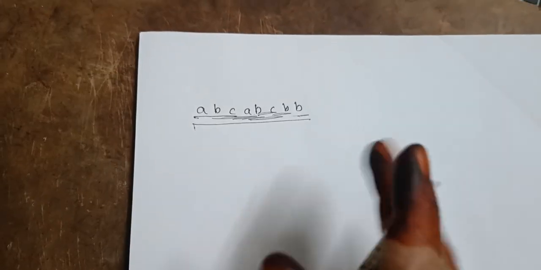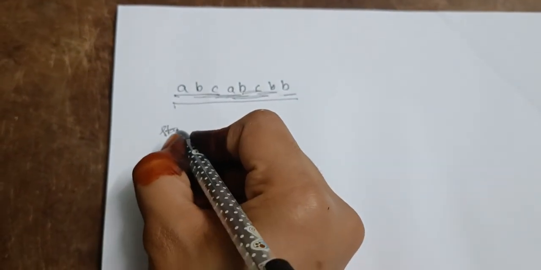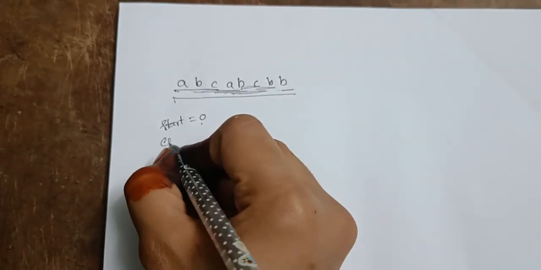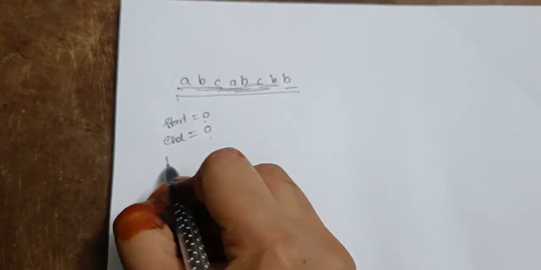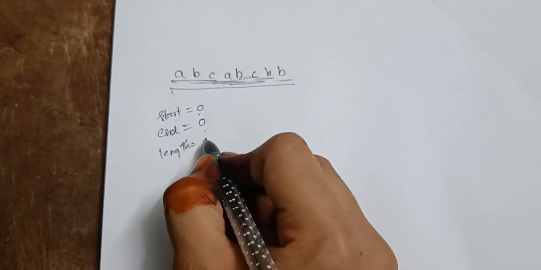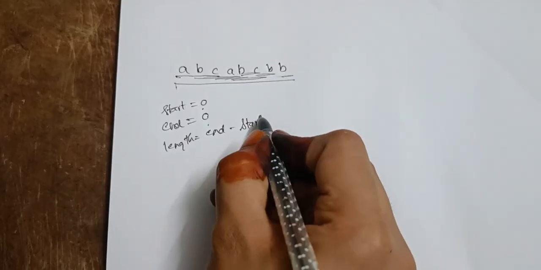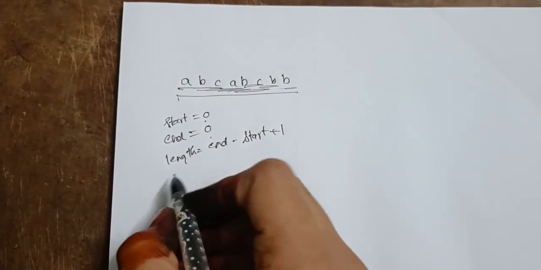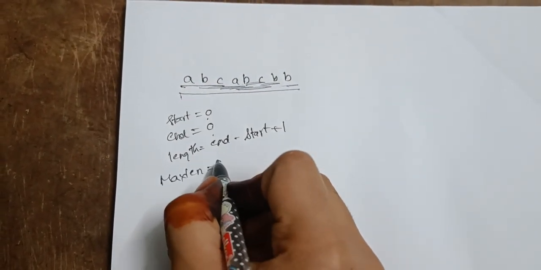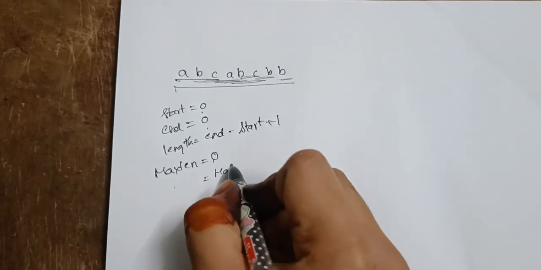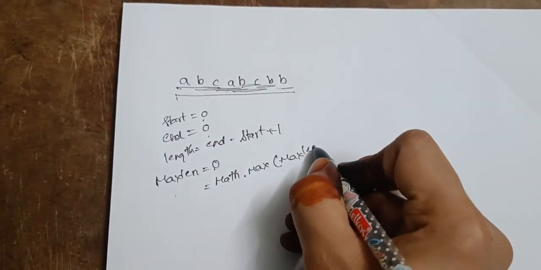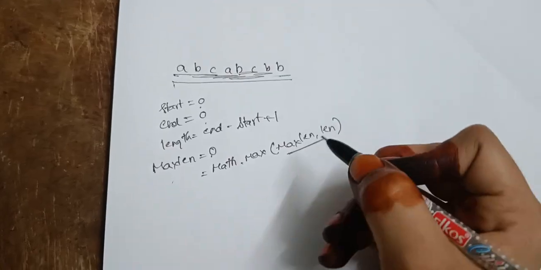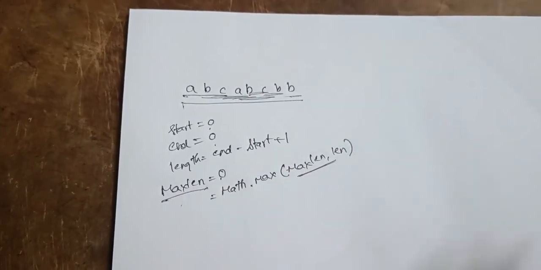To do this, we need a window. So let us take the start of the window and initialize it to 0, and end also I'm going to initialize as 0. I need the length of the substring also, which I'll calculate as end minus start plus 1. And at the same time, we need the max length, which initially is 0. Later, we'll calculate it as Math.max of maxLen comma len. So I'm taking the maximum of these two as our max length.